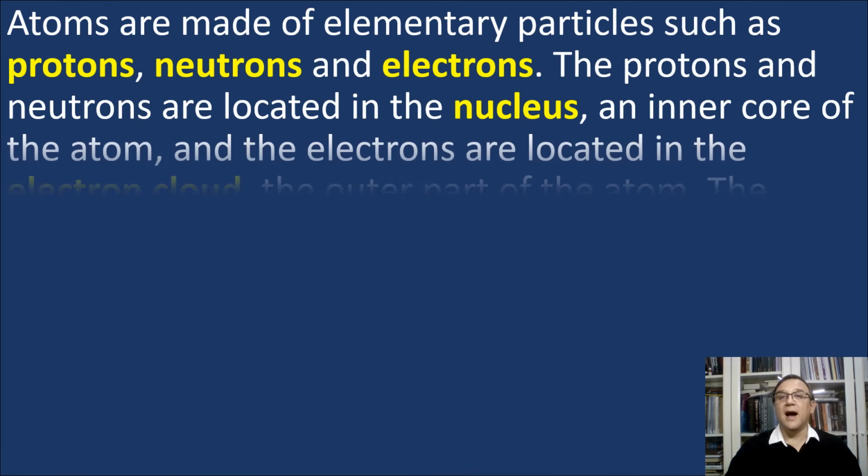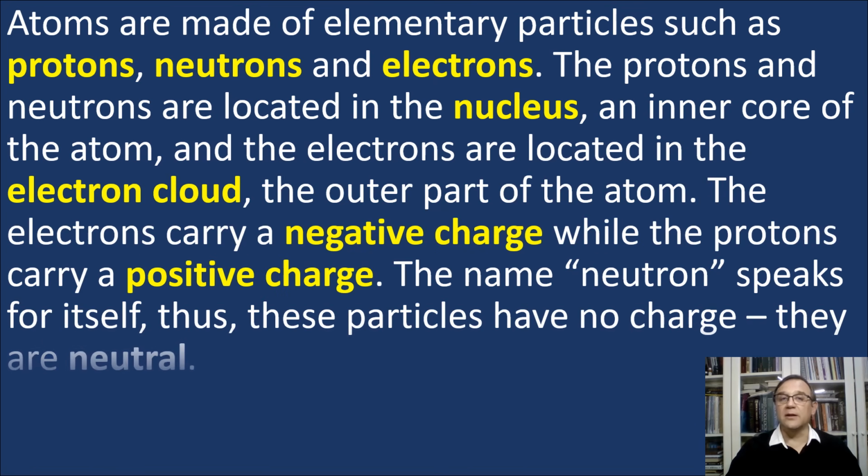Now let's summarize atomic structure. Atoms consist of subatomic particles: protons, neutrons, and electrons. Protons and neutrons reside in the nucleus, the core of the atom, while electrons are found in the electron cloud, the outer part of the atom. Protons are positively charged. Electrons are negatively charged, and neutrons have no charge, making them neutral.